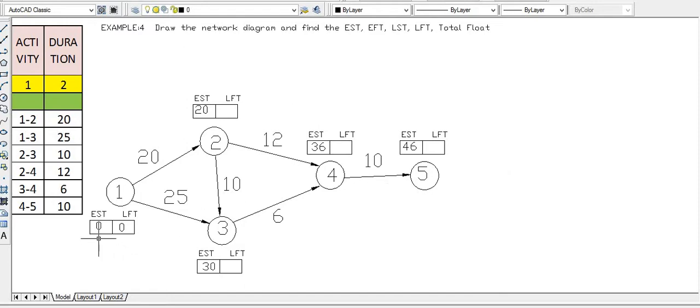As we have taken EST and LFT as 0 and 0 for the first node, in the same way for the last node the EST and LFT will be the same, 46 and 46. The starting time and end time of this project network will be the same, and we will change the intermediate nodes. Intermediate durations will change, but the starting and end points are fixed. Starting is 0 0 and end is 46 and 46. That means LFT will also be 46, so we directly take it as 46.